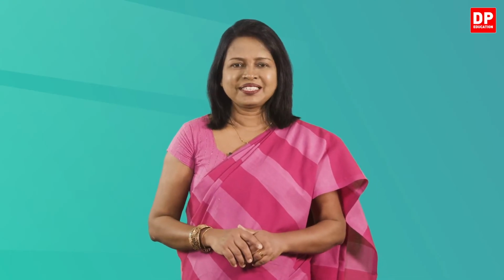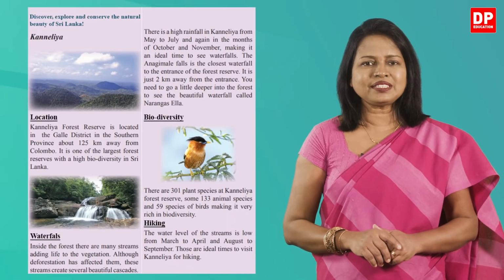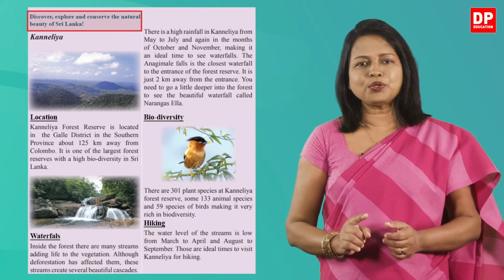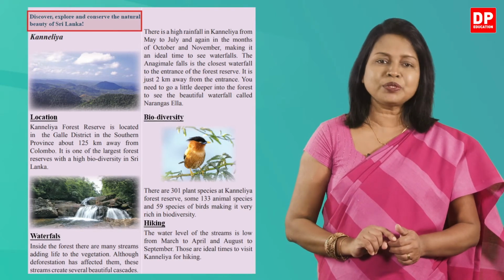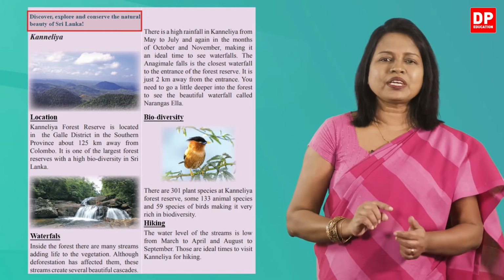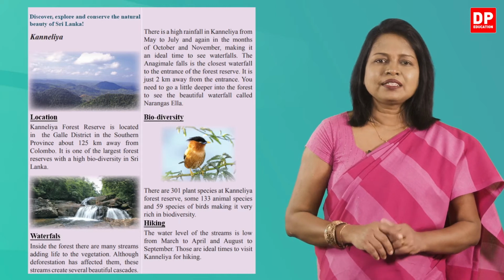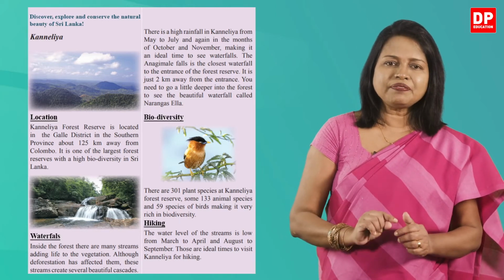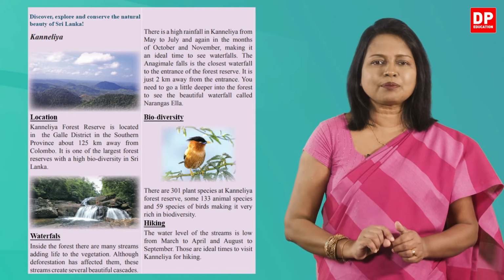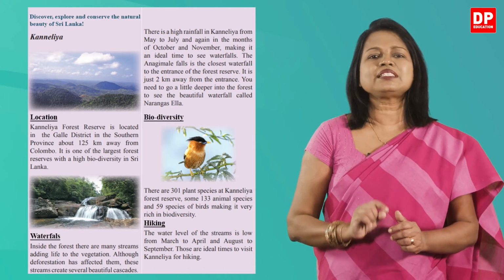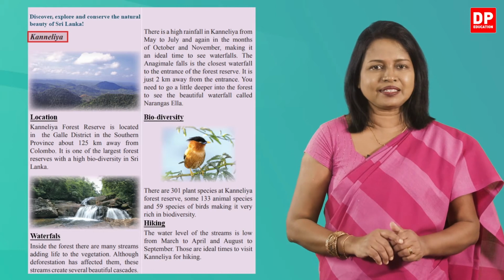Okay, hope it was an easy task. Let's have a discussion. I think it is easy to find out what the brochure is about. There is a caption and a title on the brochure. What does the caption say? Discover, explore and conserve the natural beauty of Sri Lanka. So you can understand the brochure is about the natural beauty of Sri Lanka. Then there is a title. It specifically tells you that the brochure is about one of the beautiful places in Sri Lanka, which is Kanneliya.